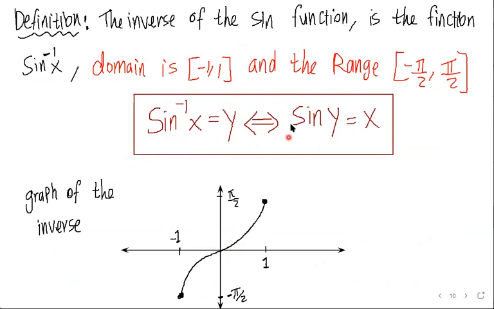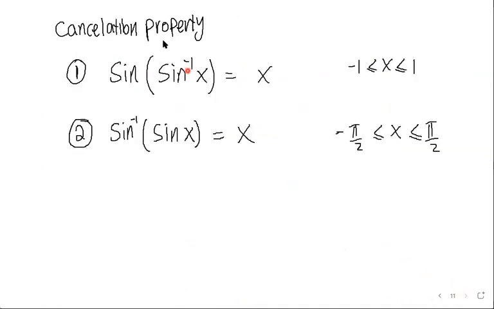This is the formula for how we can evaluate. I'm going to give you examples of how to evaluate. So sine inverse of x equal y means sine of y equal x. The graph of the inverse will be something like this, with domain from minus 1 to 1 and range from minus pi over 2 to pi over 2. Then the cancellation properties: sine of sine inverse is x, sine inverse of sine is x. But x here is different from x there. X here is supposed to be in the domain of sine inverse, which is from minus 1 to 1. The domain for the sine is from minus pi over 2 to pi over 2.